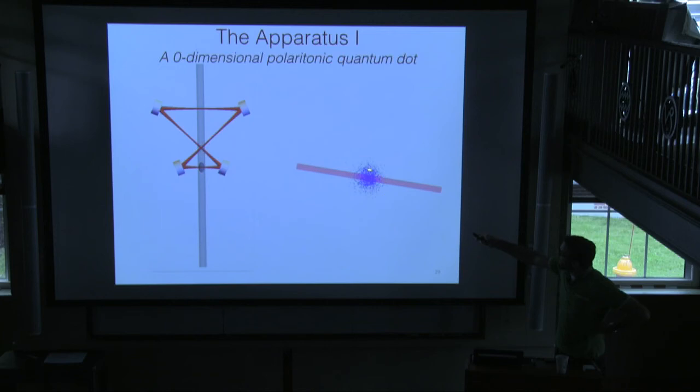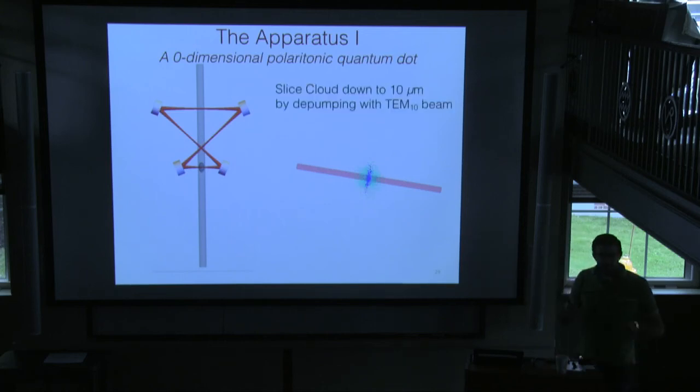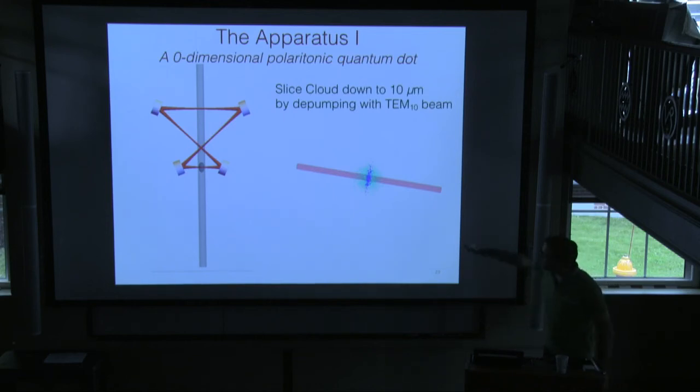So now we've got a cloud which is about 100 microns long, which is large compared to this blockade length scale. And so what I'm plotting here is the cavity mode as it propagates through the atoms. And what we need to do is use some kind of super resolution technique, which if you want to chat about, we can talk about later, to slice this cloud down until it's about 10 microns thick. Okay? And now we can perform Rydberg EIT experiments.